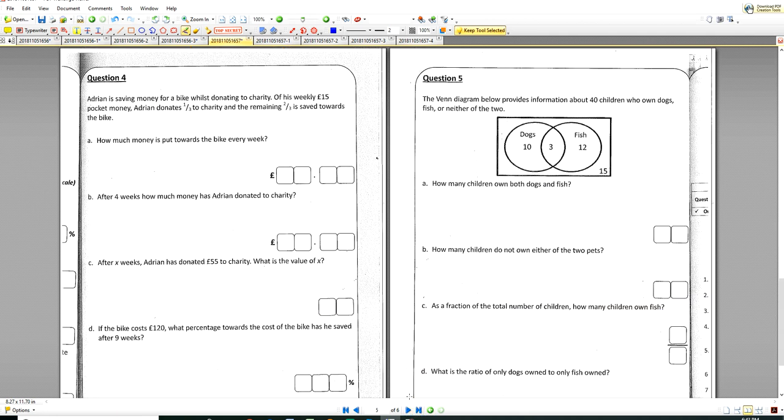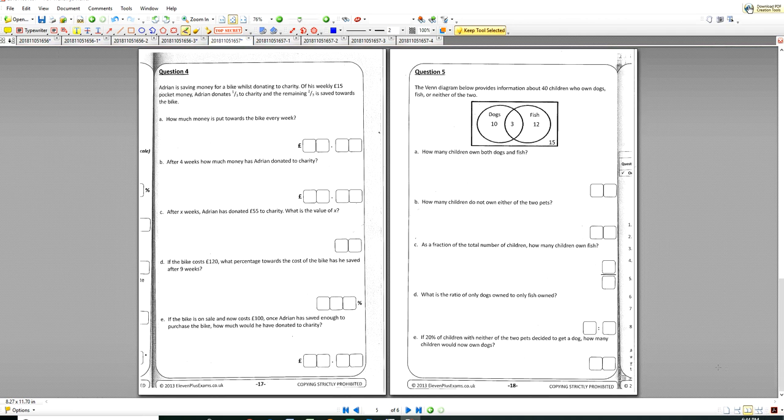Let's move on to question number 4. Adrian is saving money for a bike whilst donating to charity. Of his weekly £15 pocket money, Adrian donates 1/3 to charity. So 1/3 to charity would mean £15 divided by 3, which is £5 he gives to charity per week. And the remaining 2/3 is saved on his bike. Well, if he's got £15 a week and £5 charity, so he's got £10 a week left. Okay, that's how much he's actually saving.